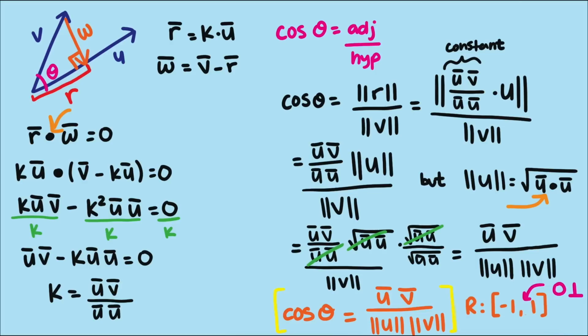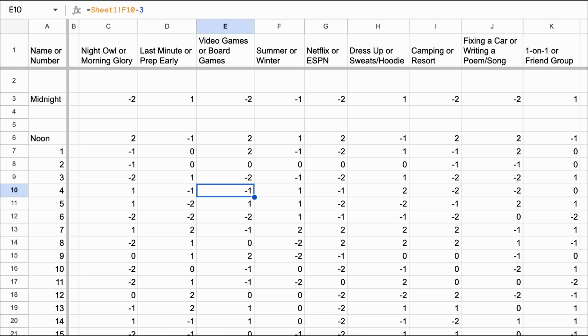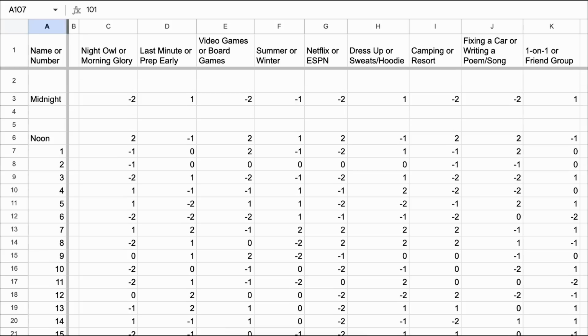When we use the cosine of an angle to rank matches, it's called the cosine ranking method. Now let's apply the cosine ranking method to our student survey data from the beginning to see how well students in my class match with each other. Here are the survey results of 101 of my former students. I've added 2 fake students to compare them to, midnight and noon. These 2 are exact opposites of each other with their responses.